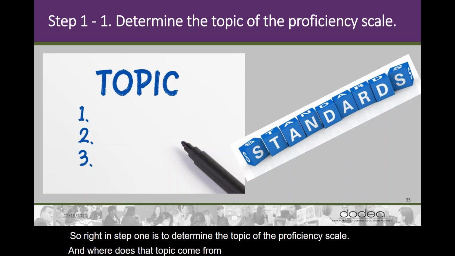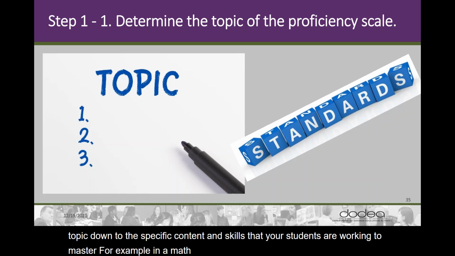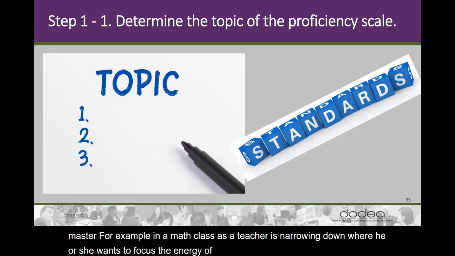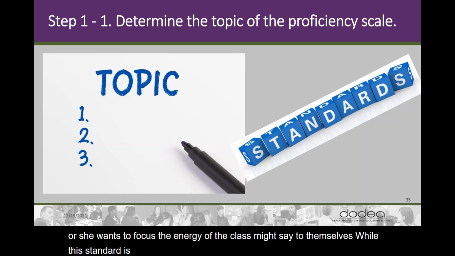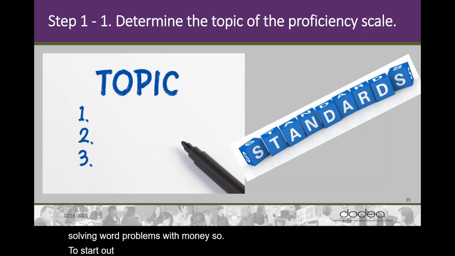The standards. So you want to narrow your topic down to the specific content and skills that your students are working to master. For example, in a math class, as a teacher is narrowing down where he or she wants to focus the energy of the class, might say to themselves, while this standard is about money, it's more specific than that. It's about solving word problems with money. So to start out, this person might call this proficiency scale word problems with money.